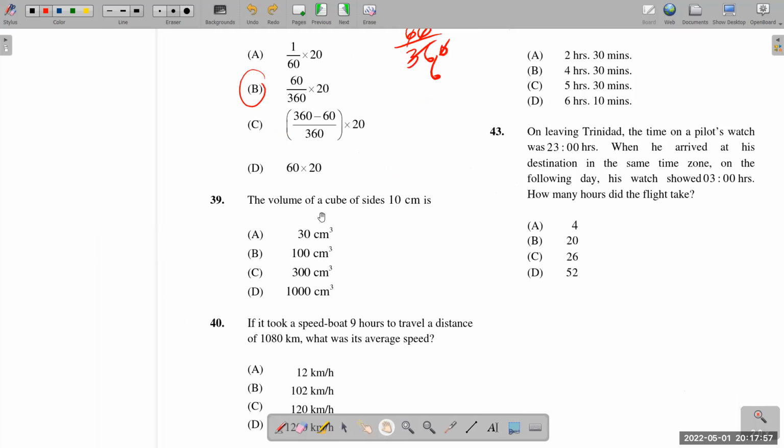Next one, the volume of a cube with sides of 10. Let me see which one I'm going to pick here. We're going quickly. We almost finished. Which one? A, B, C, or D? Volume of a cube is length times width times height. So that means 10 times 10 times 10. 10 times 10 times 10 is 1,000.